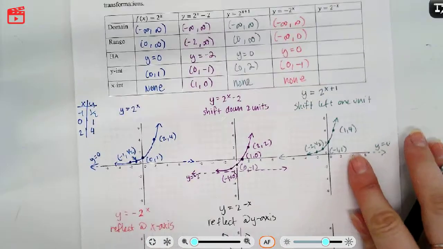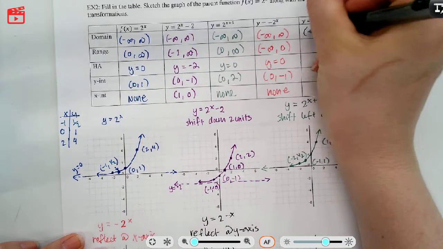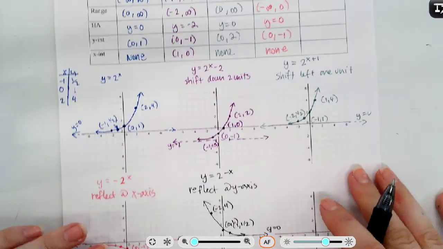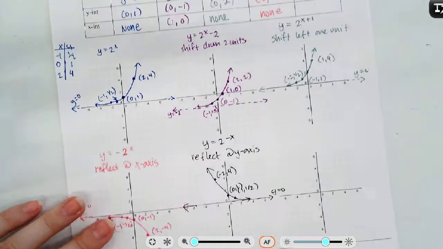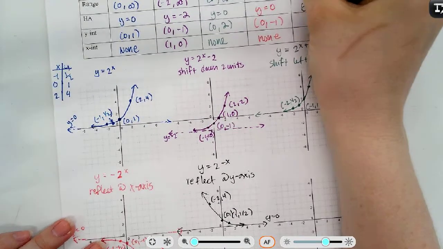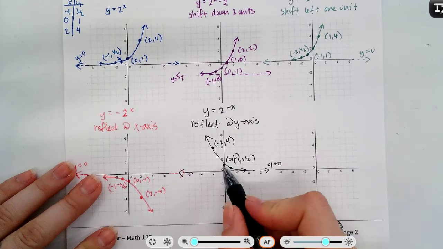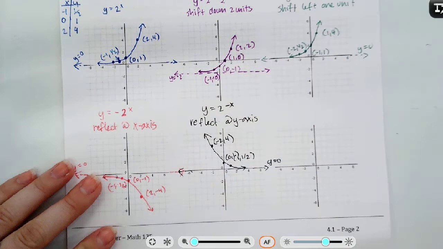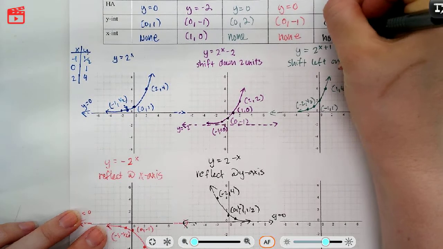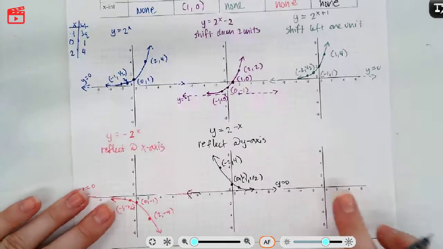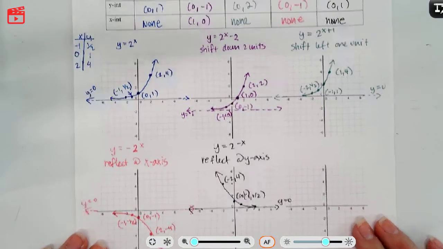All right, let's see. Domain, still negative infinity to positive infinity. Range, same thing, 0 to infinity. Horizontal asymptote, well, that didn't move, so y equals 0. Y-intercept, didn't move, (0, 1). And x-intercept, well, my horizontal asymptote still didn't move, so still no x-intercept. Okay, so that's it. But those are some of the main transformations for my exponential function.